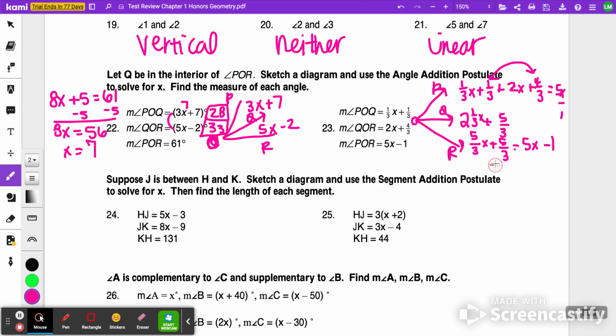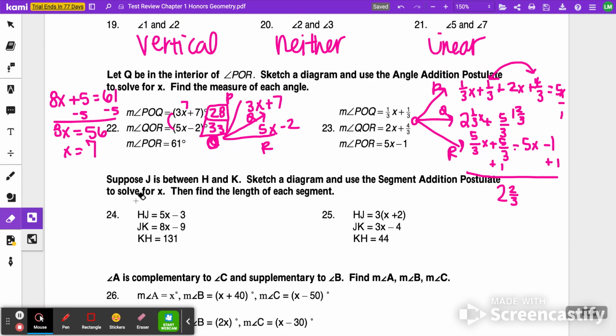I'm going to subtract 1 from both, I'm going to add 1 to both sides. So I'm going to put all my x's to the right. So this 5/3 could also be written as 1 and 2/3. So 1 and 2/3 plus another one is 2 and 2/3. And then this 2 and 1/3, which is 5/3.